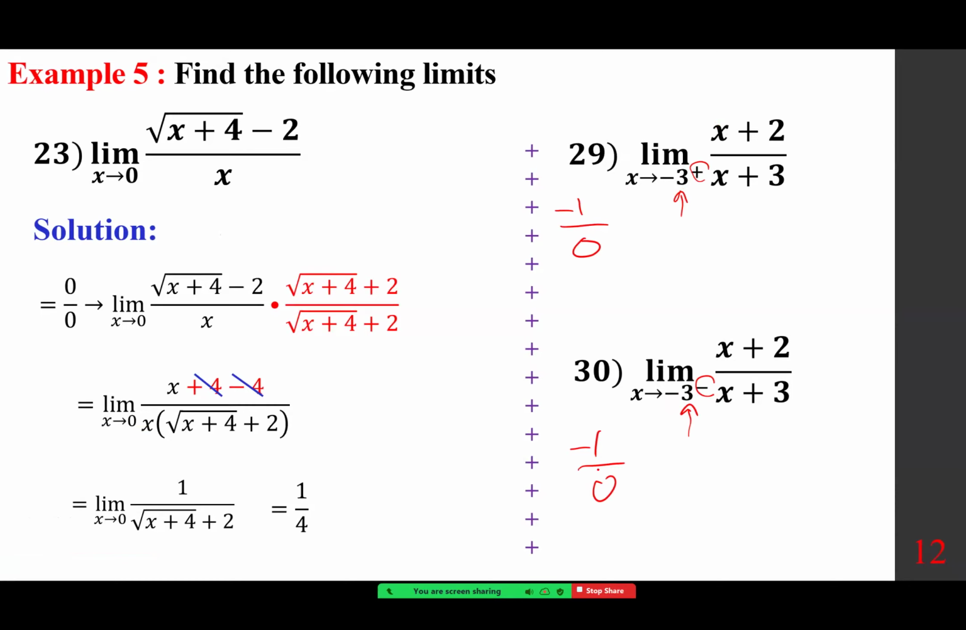Now, the numerator really doesn't matter. It's negative 1 or negative 1.001 or negative 0.999. If you have any number, okay, I'm going to remind you. If you have any number, if it's positive, such as 5, both sides of this number are positive.